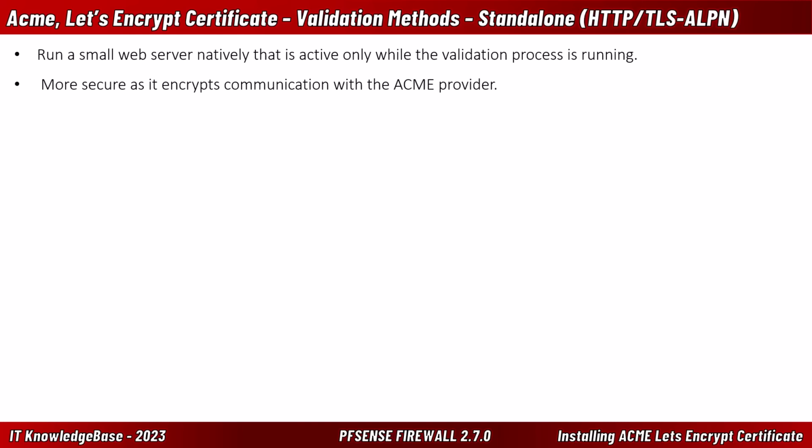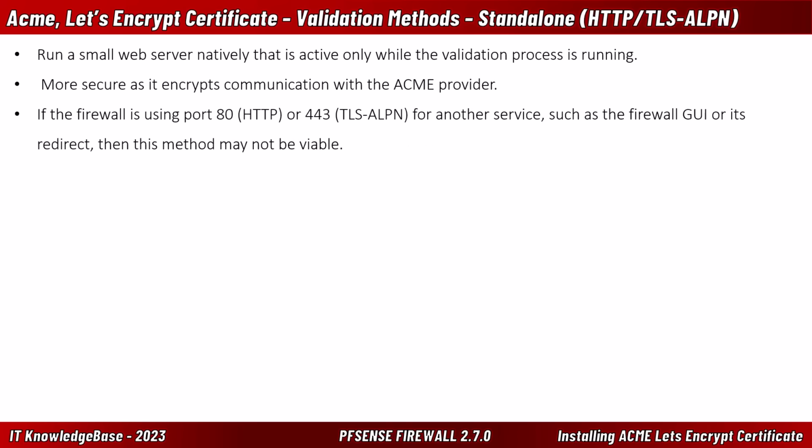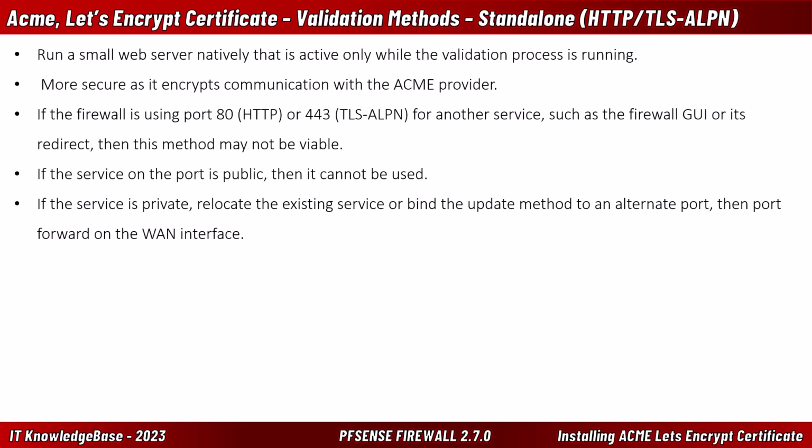a caveat here. If the firewall is using port 80 HTTP or 443 TLS-ALPN for another service, such as the firewall GUI or its redirect, then this method may not be viable. If the service on the port is public, then it cannot be used. If the service is private, then it may be possible to relocate the existing service or bind the update method to an alternate port. Then port forward on the WAN interface.